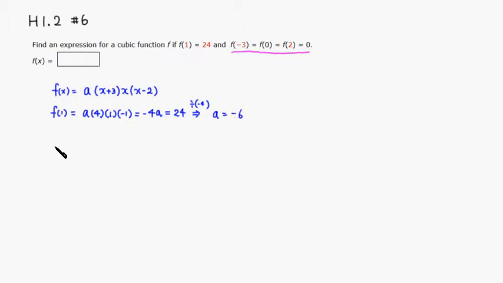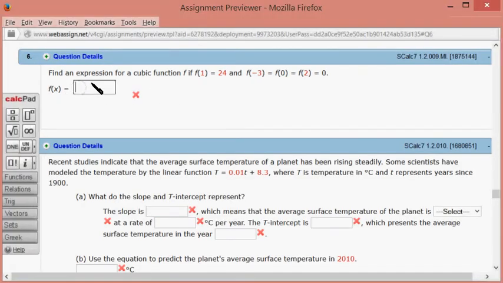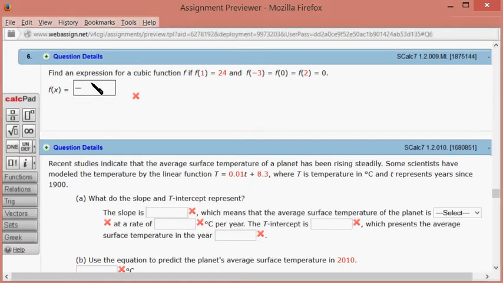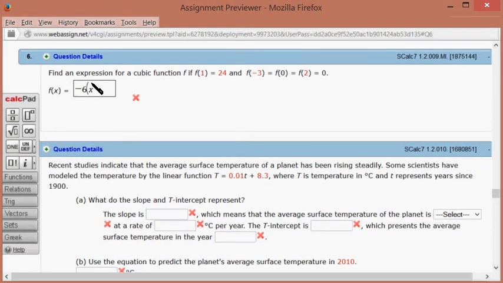Alright, therefore the function that we are looking for, f of x, is equal to negative 6 in front, then you have x plus 3 times x times quantity x minus 2. So this is the function that we're looking for. Let's type it in. The answer we found was negative 6 times quantity x plus 3 times x times quantity x minus 2.